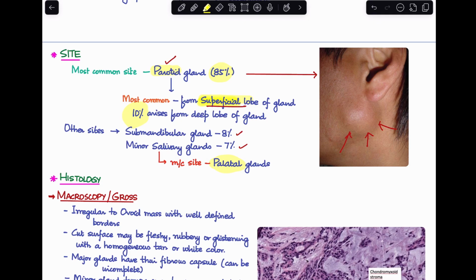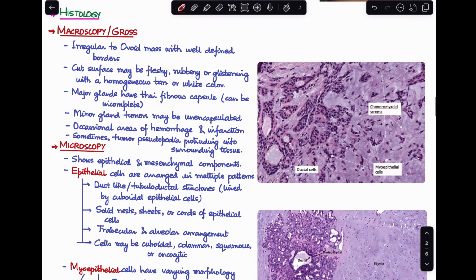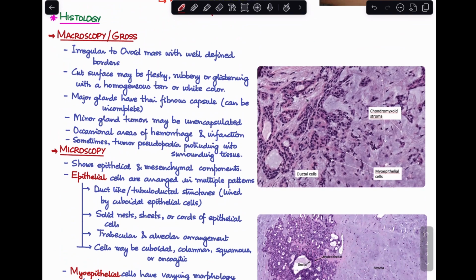So that's all about the different sites involved. These are all important MCQ questions everywhere. Next, let's talk about the most important part of pleomorphic adenoma, that is the histology of the pleomorphic adenoma. First, let's talk about the gross features.